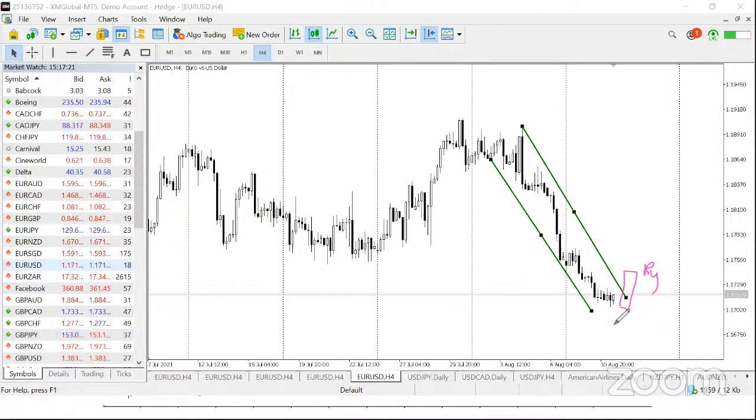Supposing it broke there, your stop loss is below the recent low, and your take profit could be the recent support or the recent resistances. Just like this one, this is a recent resistance. That could be your target, or it could be this one. That could be your target. Okay?